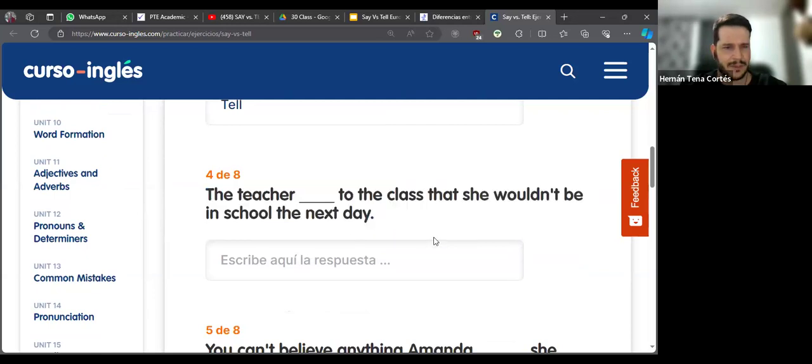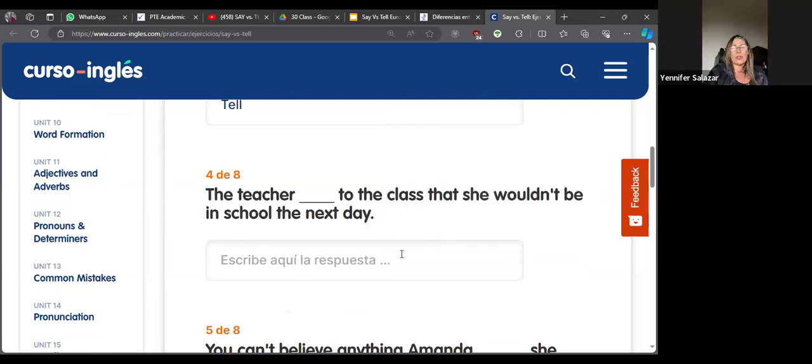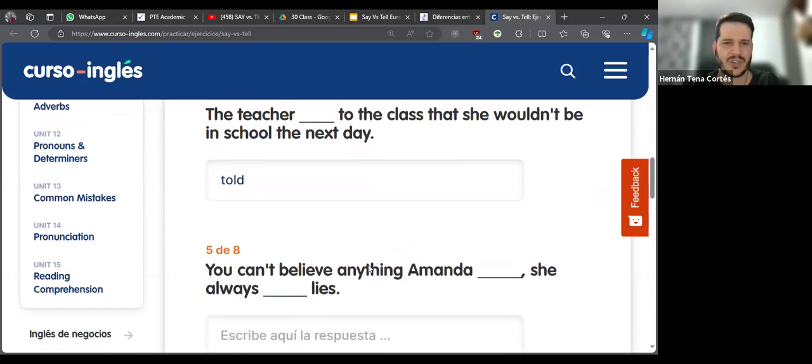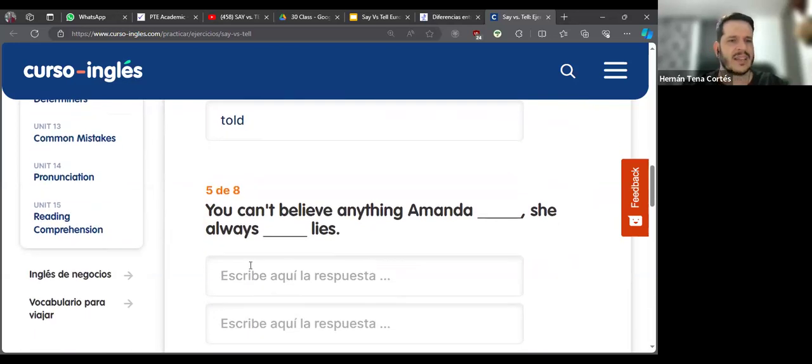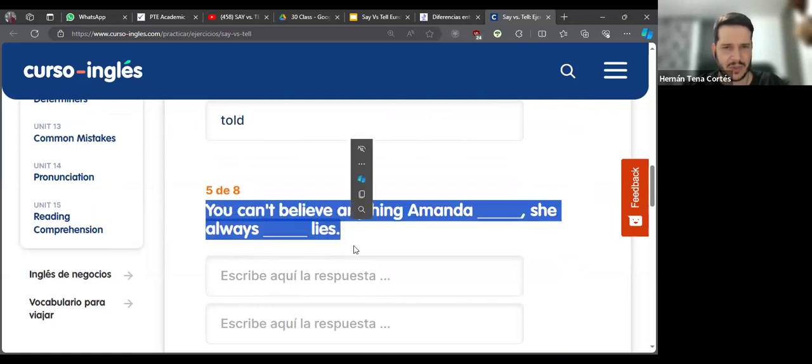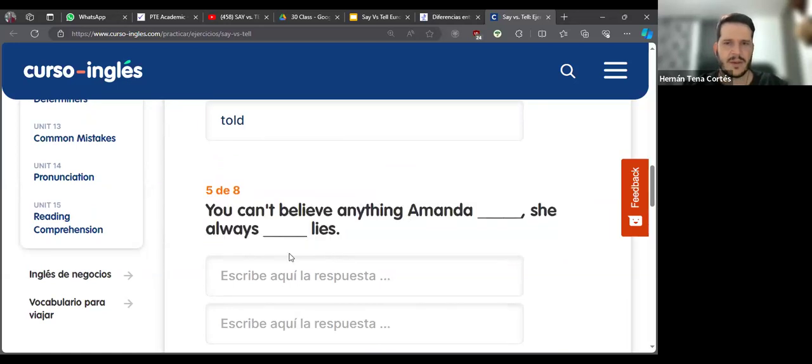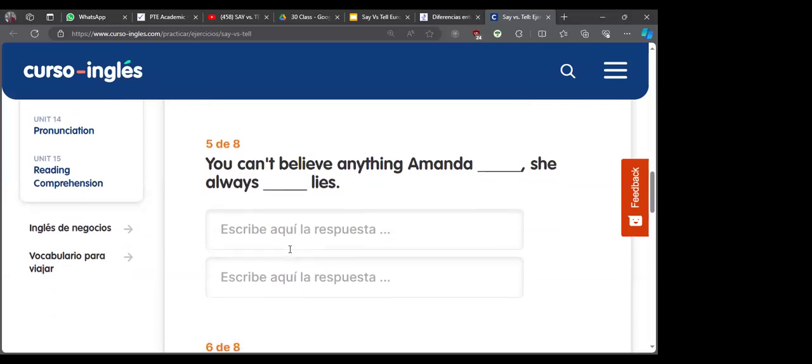Jennifer, you want to try this one? The teacher told to the class that he won't be in the school next day. All right, we'll see if this one is correct. Thank you, Jennifer. This next one is going to be for Adri. Adri, can you help me with this one, please? You can't believe anything Amanda says. She always says lies.